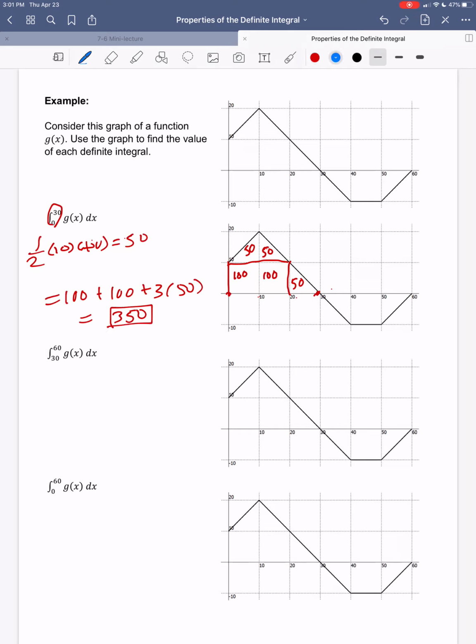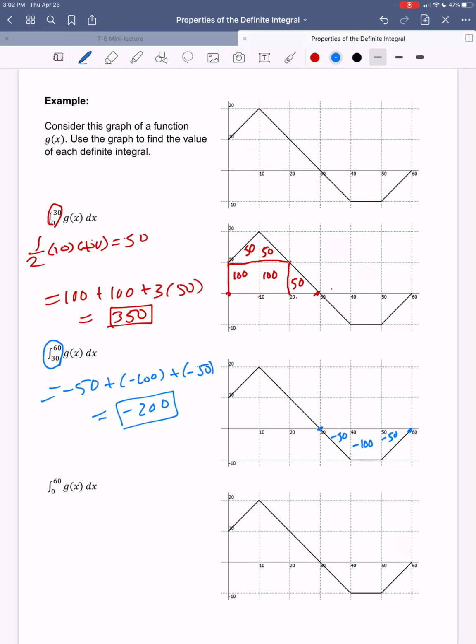Now, if I want to do the integral from 30 to 60, that would be starting here and going to here. Again, these are squares. This would be negative 100, right, because it's below. These would then be negative 50 and negative 50. And so this area would be negative 50 plus negative 100 plus negative 50. And so that would be negative 200 would be the value of that integral.